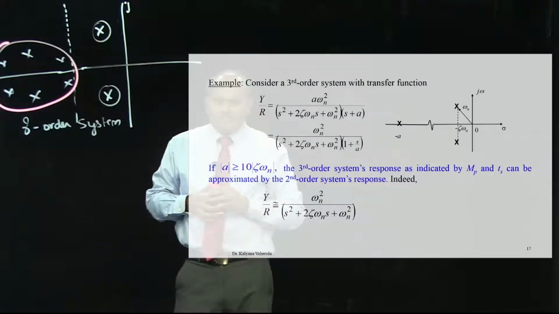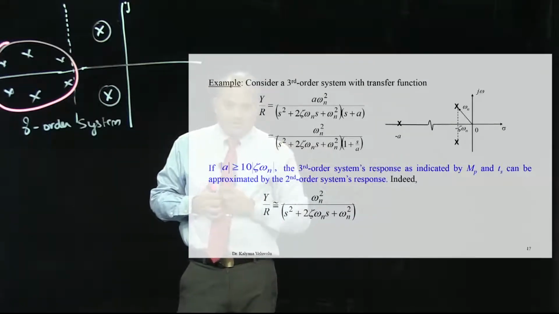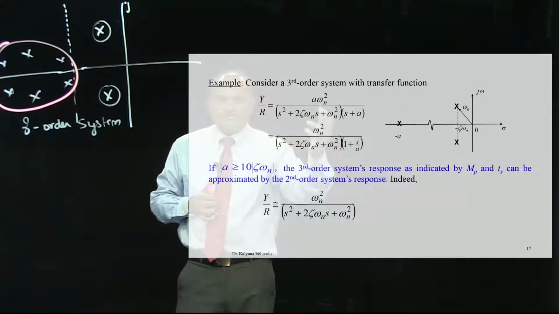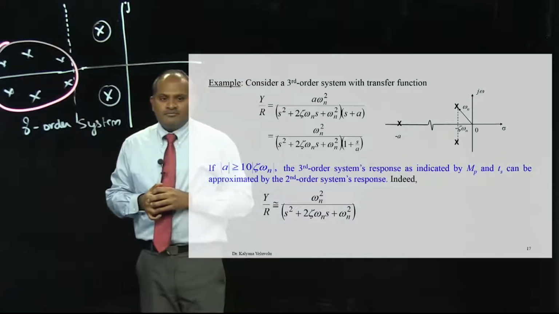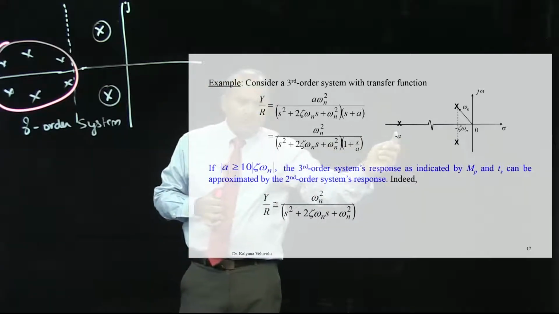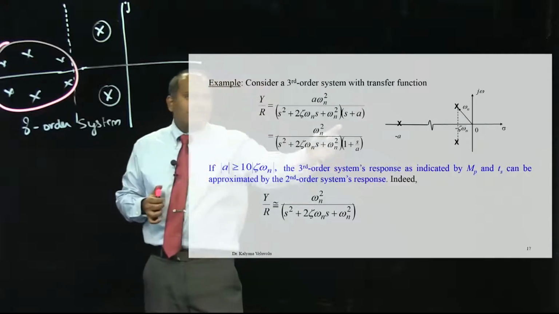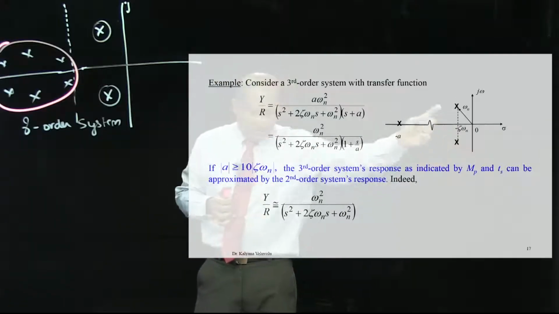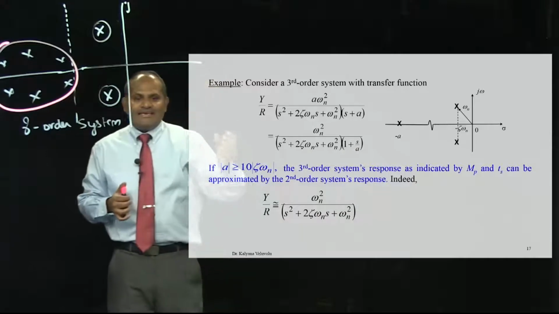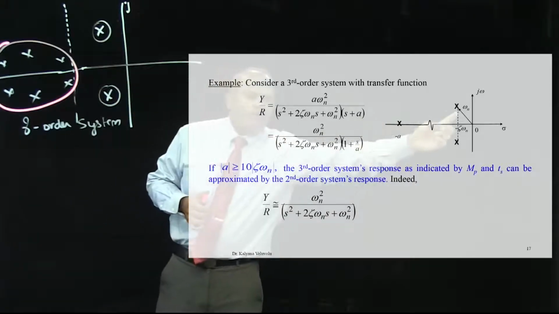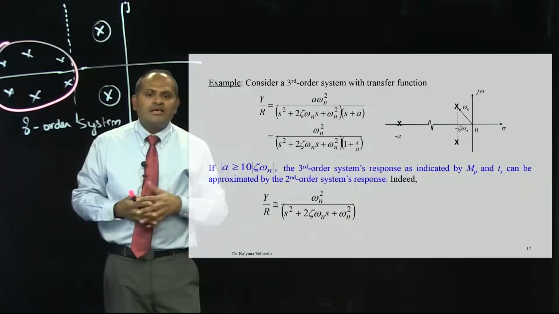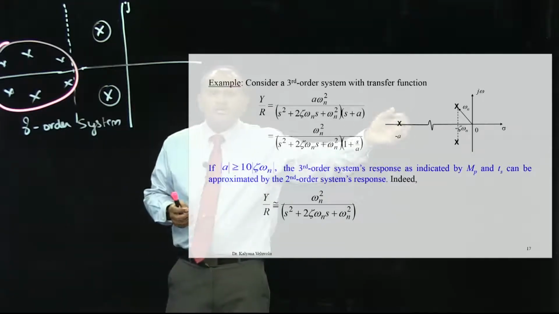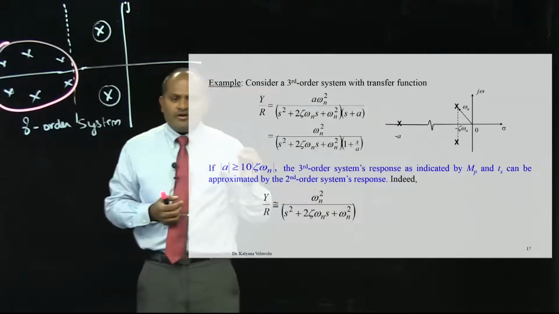Consider a third order system with a transfer function. The transfer function consists of a standard second order part and an extra pole, s plus a. So you have an extra pole at minus a. Now suppose this negative a is 10 times farther away than these two poles. What happens? If this third pole is very far from the two poles, you can neglect it. That means the system still behaves like a second order system, or you can simply remove it. It might have very little effect on the system.